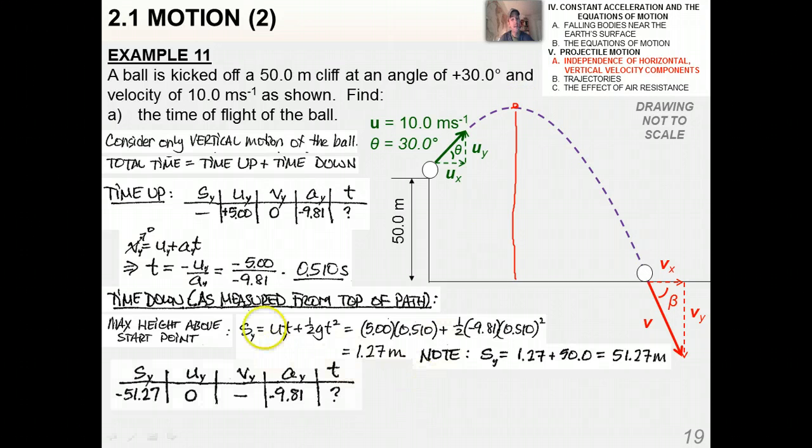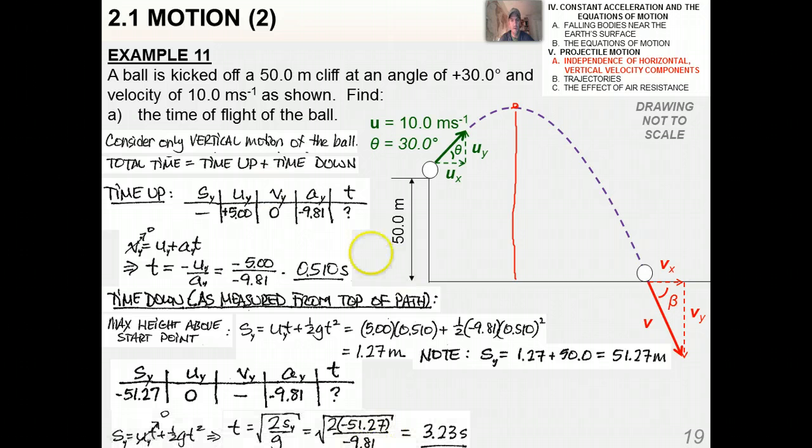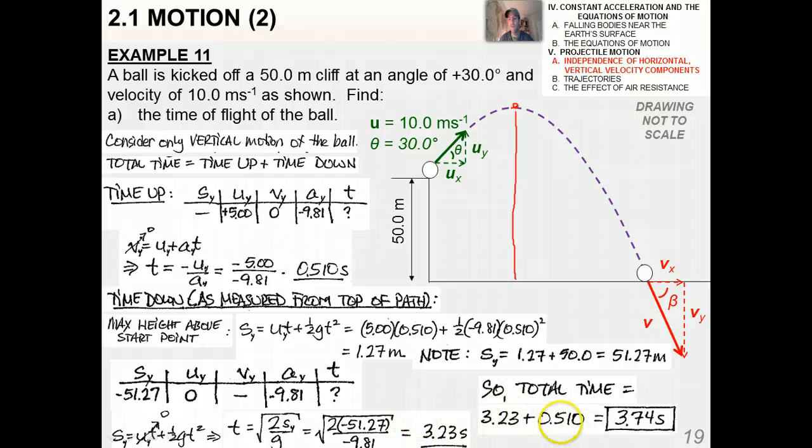So that means that its total distance as falling from here is 51.27 meters, because I'm adding 1.27 plus 50. Now here's my new SUVAT table. Again, notice the subscript y on all the appropriate variables. I don't have one on t because there's no difference between the y and x component of time. There's no such thing. I get that the time is 3.23 seconds. I add that to the 0.510 seconds I got before, and I got 3.74 seconds for the total time taken for the ball to hit the ground.